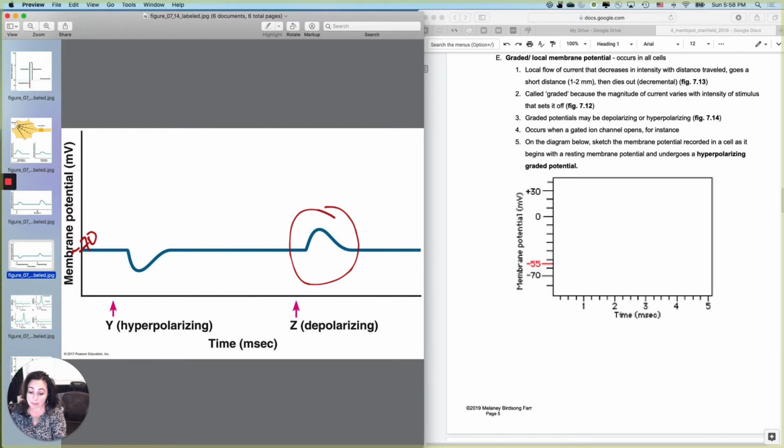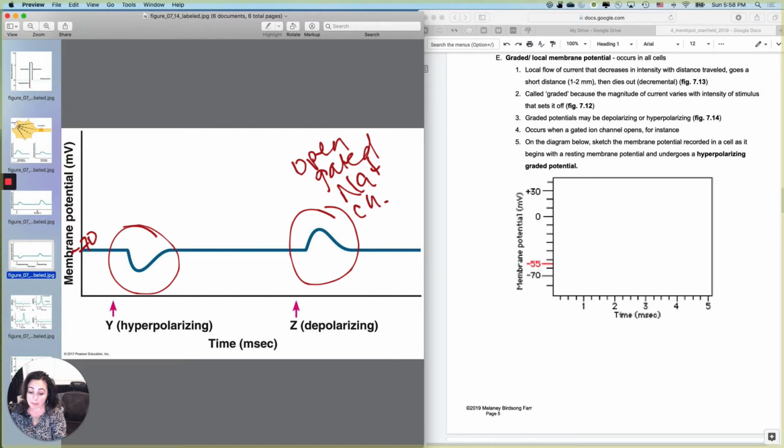So this is opening a gated sodium channel. Okay, that's depolarizing. But what about this one? How do you cause that to occur? Is that opening a gated sodium channel or opening a gated potassium channel?